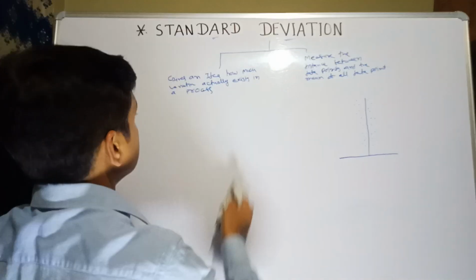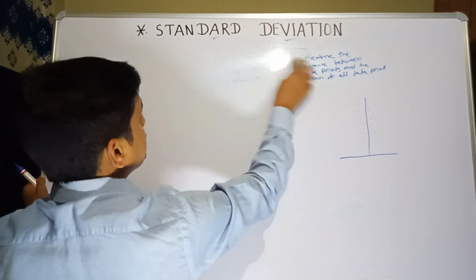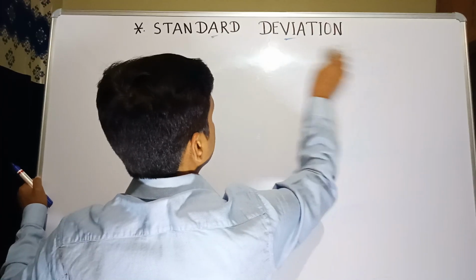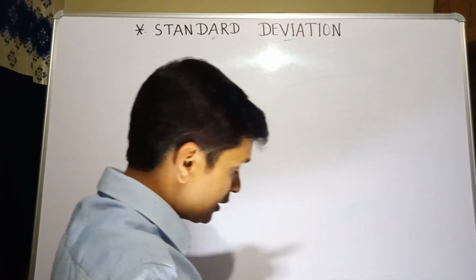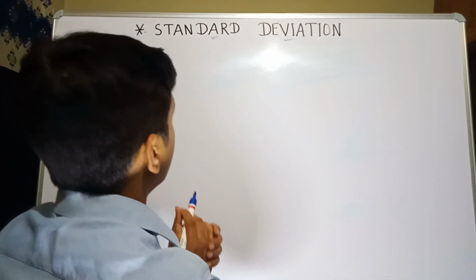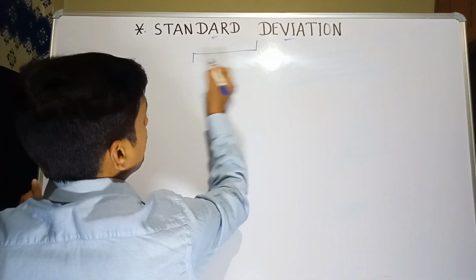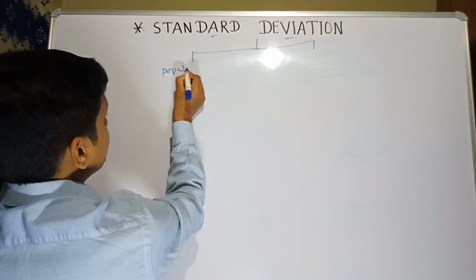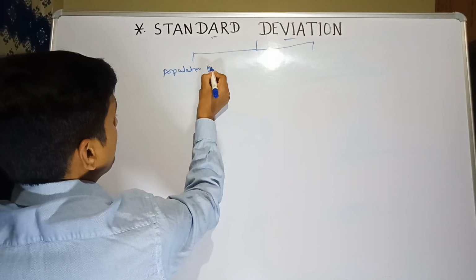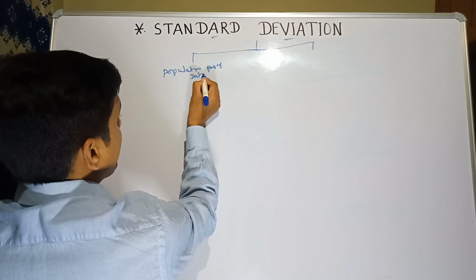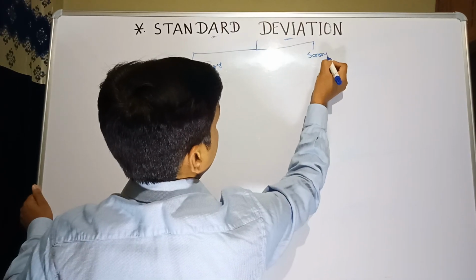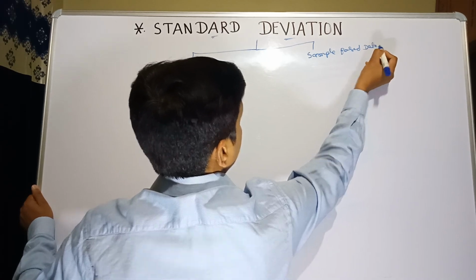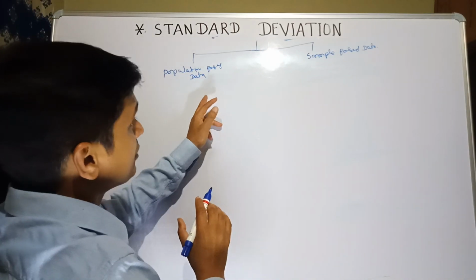Now we have to discuss how to calculate standard deviation. That is the most important thing. Basically standard deviation has two formulas. One is for population based data, and the second is for sample based data. First of all, you have to know what population based data is and what sample based data is.